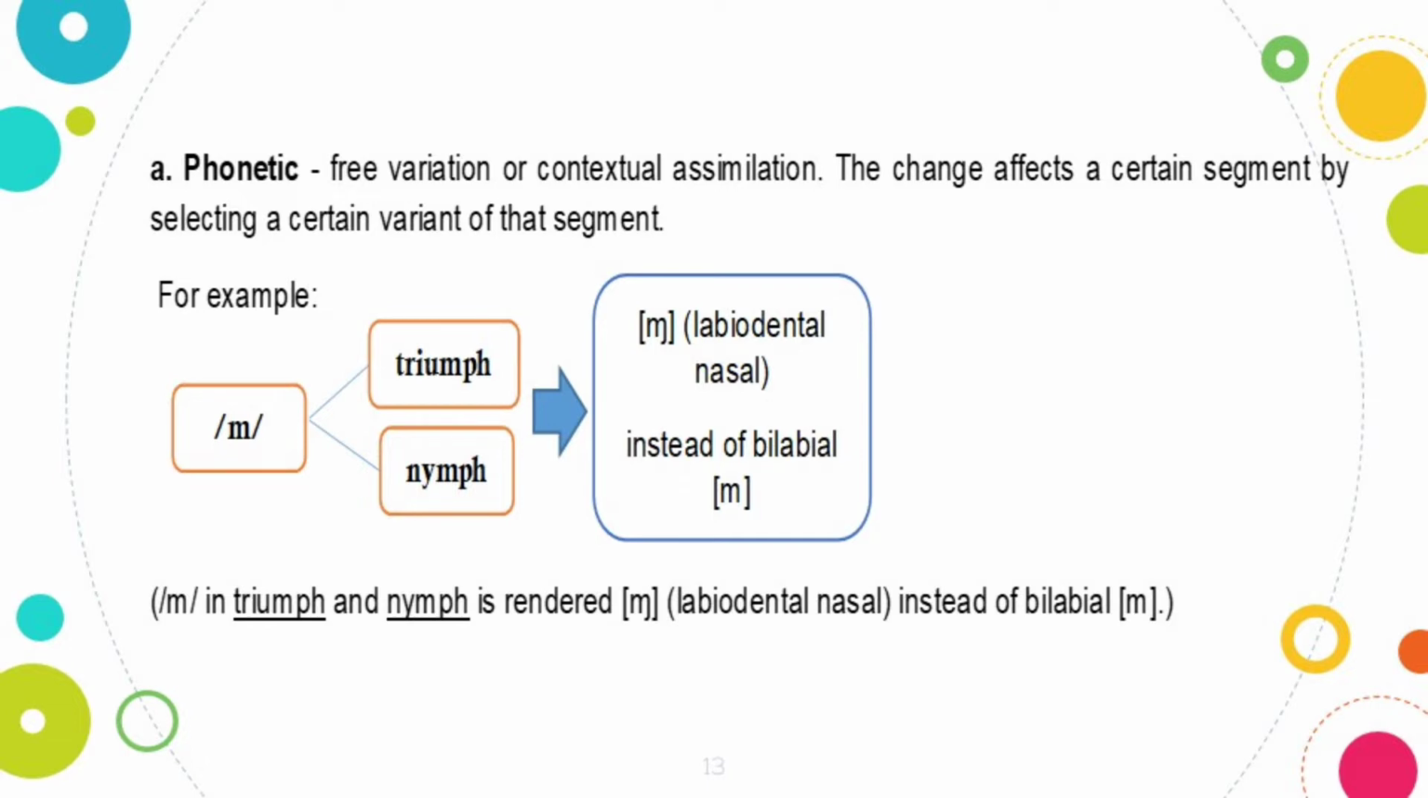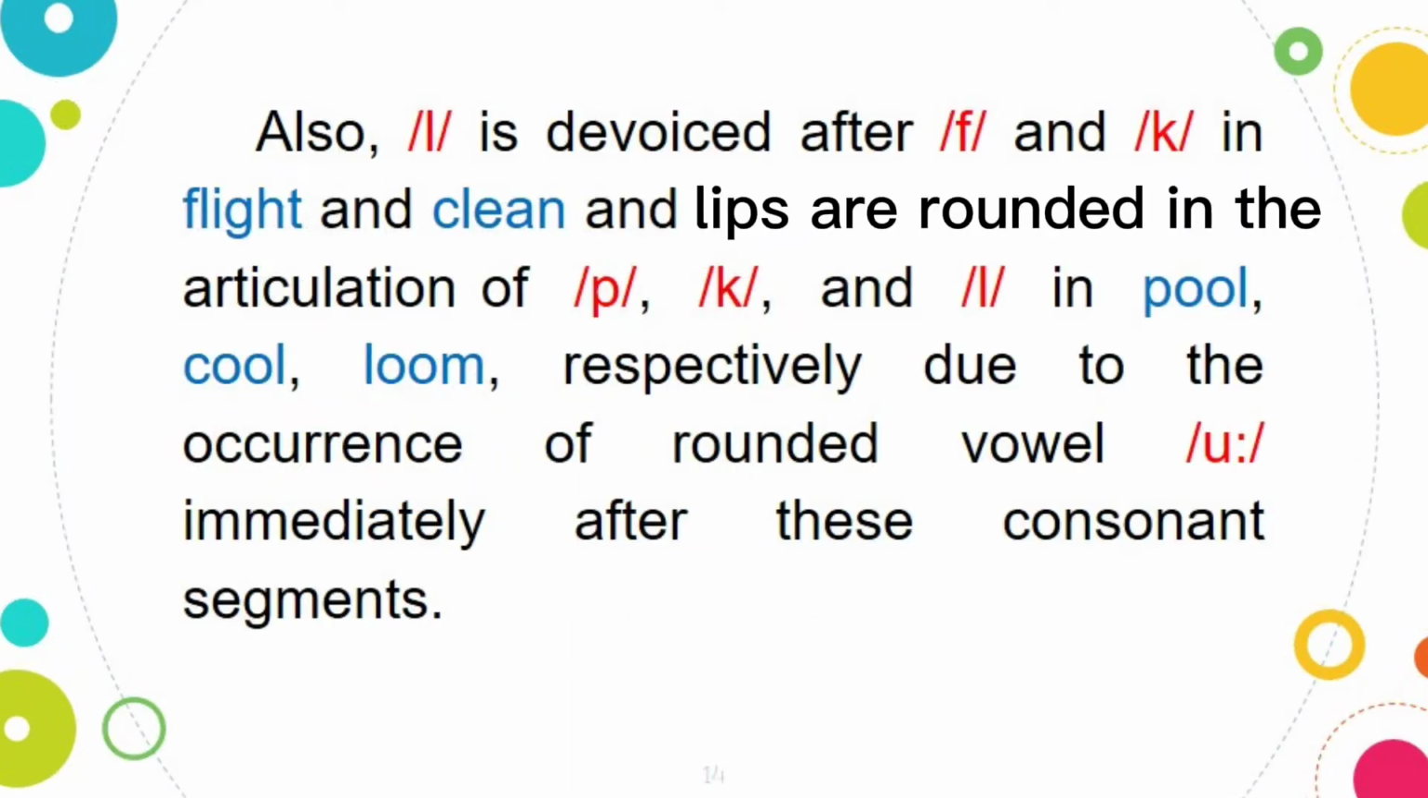The change affects a certain segment by selecting a certain variant of that segment. For example, in triumph and nymph, a labiodental nasal is used instead of a bilabial. Triumph, nymph. Also, l is devoiced after f and k in flight and clean, and lips are rounded in the articulation of p, k, and l in pool, cool, loom, due to the occurrence of the rounded vowel u immediately after these consonant segments.